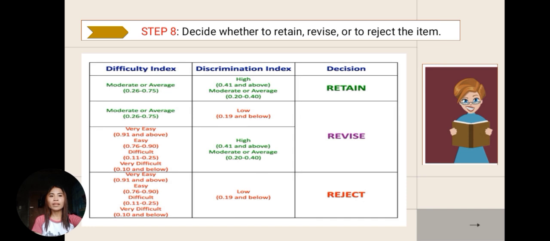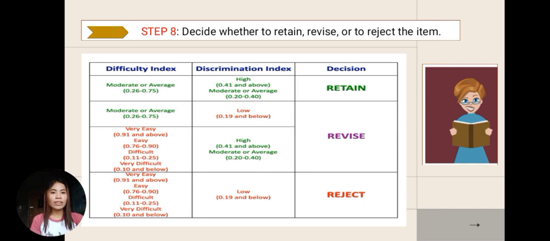Decide whether to retain, revise, or reject the item. When an item meets the general acceptability guidelines for difficulty and discrimination, you should keep the item. If it falls outside the guidelines, you make a judgment whether to keep, revise, or reject it. It was stated earlier the different criteria of the difficulty index and the discrimination index, and here comes the decision making.